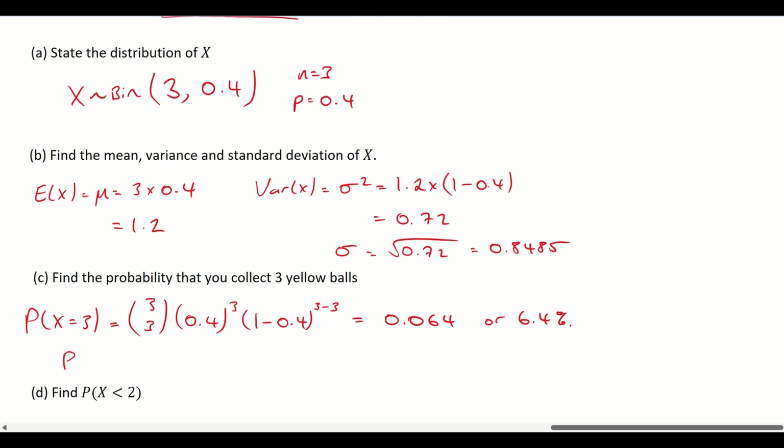Alternatively, I could use a binomial PDF calculator. The number of successes I want is 3. The number of trials I do is 3, and the probability of a success on each trial is 0.4. And if you put that into a binomial PDF calculator, you'll get the same answer.